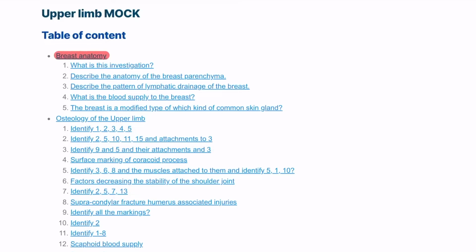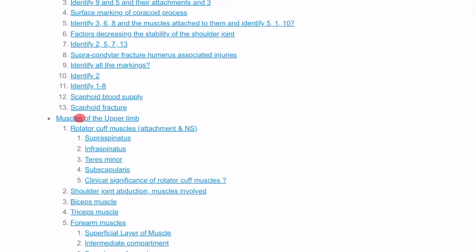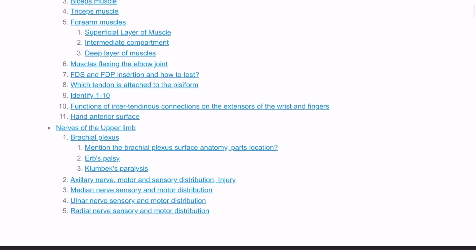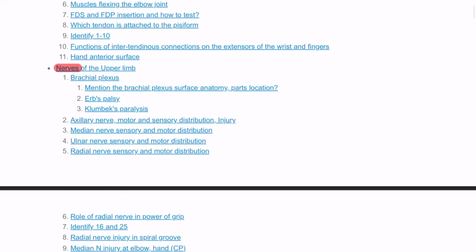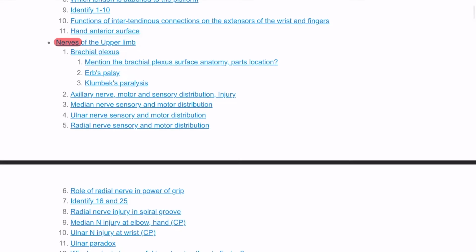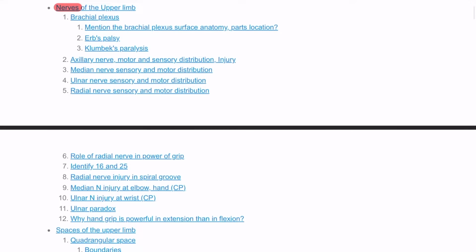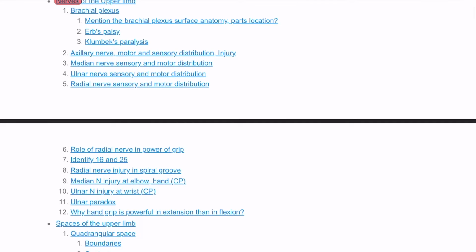And then we're going to take the osteology of the upper limb, and then we're going to move on to the muscles of the upper limb, and then the nerves of the upper limb, including the nerve injuries, starting from the brachial plexus and how it is formed, and the surface anatomy, and moving on to some special nerves like the median nerve, ulnar nerve, and radial nerve, and also the axillary nerve as well. And also we're going to talk about some injuries.